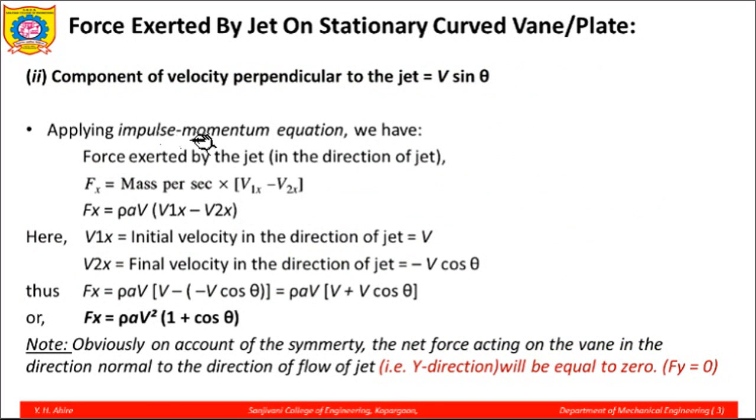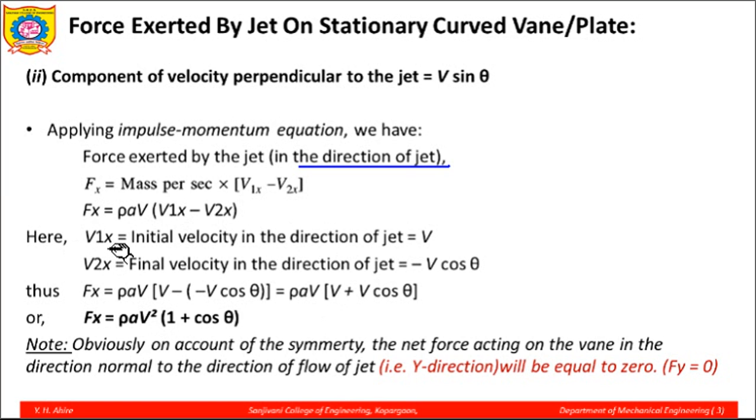So therefore, applying the impulse momentum equation in the x direction, in the direction of the jet, we can write the force exerted by the jet in the direction of the jet, that is Fx. The formula is Fx is equal to mass per unit time, that is mass flow rate, into (V1x minus V2x). Mass flow rate of a jet is given as rho A V, into bracket V1x minus V2x.